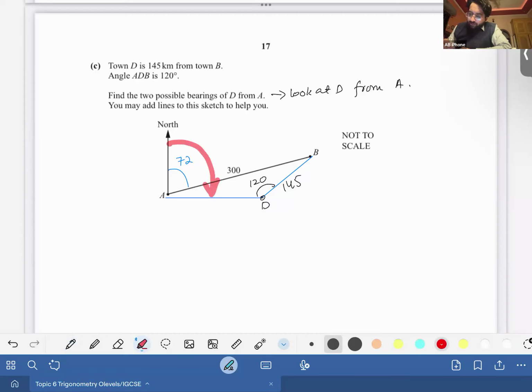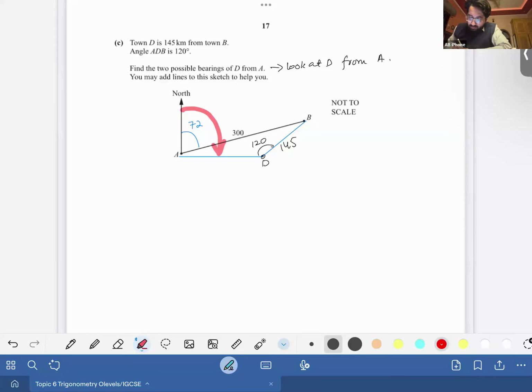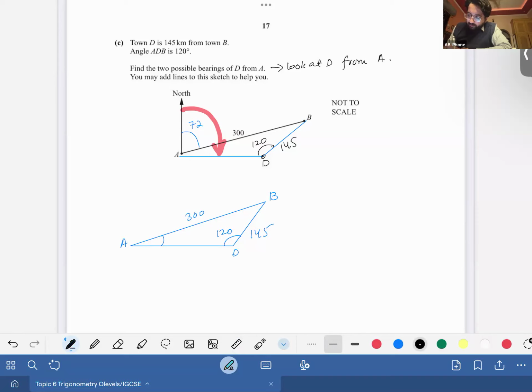So D from A. That means we have to add this angle to it. First, let's add this angle, so let's find out this little piece. So Ramin, this angle is 120. This is 300. This is A, that is B, and that is D, 145. And let's find out this angle, which is my small b. Agree or not? Yes, sir.